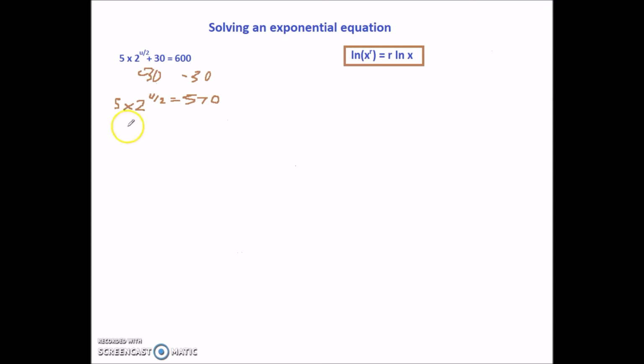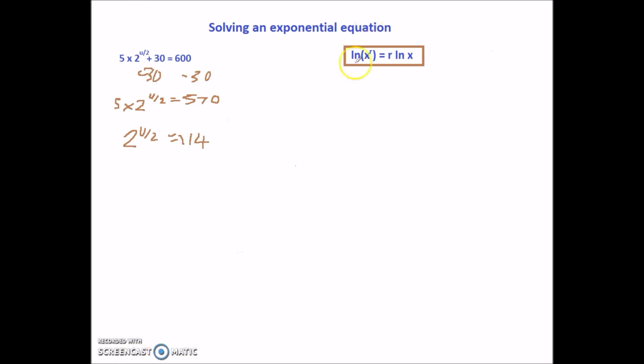The next thing we're going to do is, as before, divide everything by 5. That will knock off this 5. It will reduce this by 20%. So let's go for that. This will stay the same because we've lost the multiplied by 5, and that will give us 114.